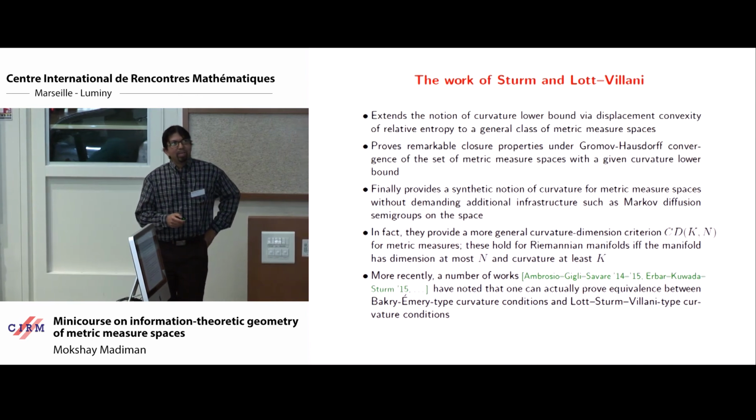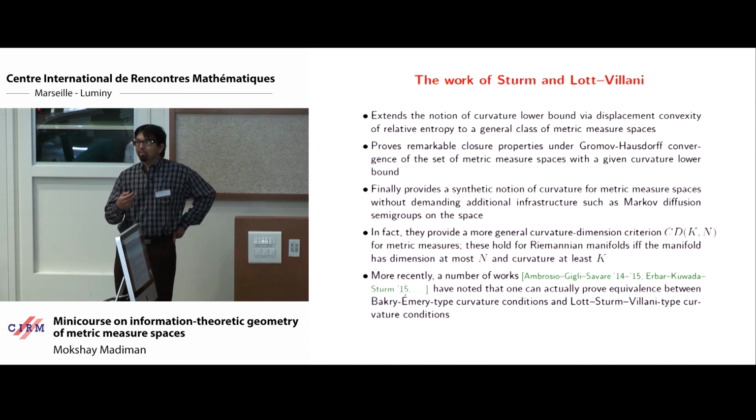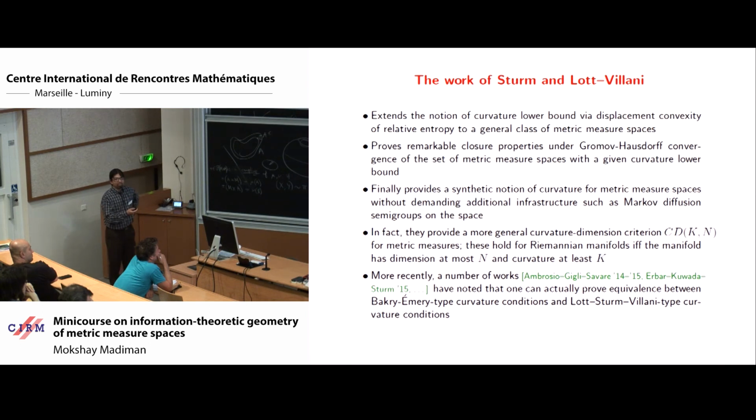And in fact, mimicking curvature dimension conditions that Bakry and Émery came up with in the diffusion setting, they also developed more complicated curvature dimension conditions which capture not just curvature but also dimension for metric measure spaces, where it's not obvious what dimension should be, right? Unlike for Riemannian manifolds, for instance. So more recently, a number of works have noted that there is actually some equivalence between these curvature conditions of Bakry-Émery type and this Lott-Sturm-Villani type.